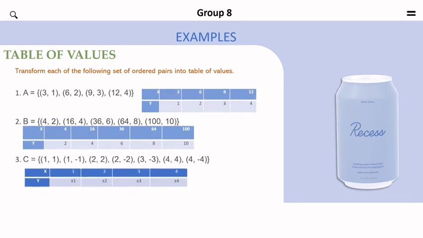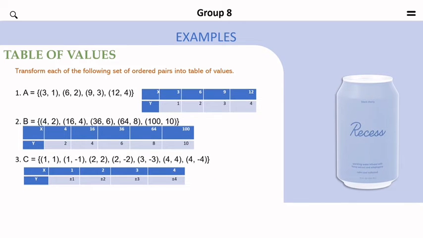Now we will see the correct answers. Here are the correct answers. Number 1. The x is 3, 6, 9, and 12, while the y is 1, 2, 3, and 4.